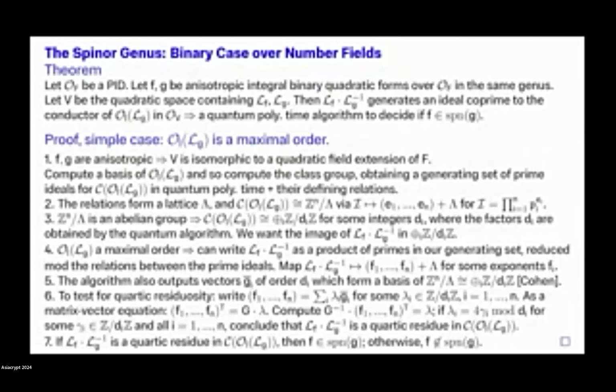We can then use this result to conclude. So we use the lemmas by Earnest and Estes to say that if L_F times L_G inverse is a quartic residue in the class group of the left order of L_G, then F and G lie in the same spinor genus. Otherwise, they do not.